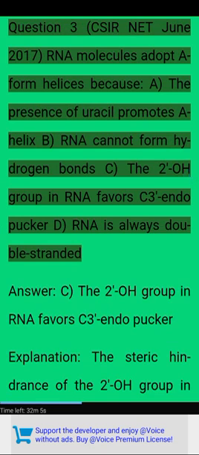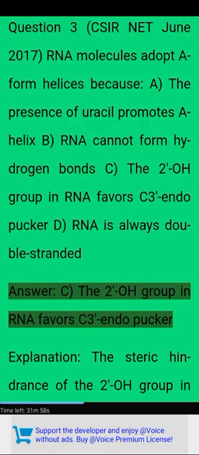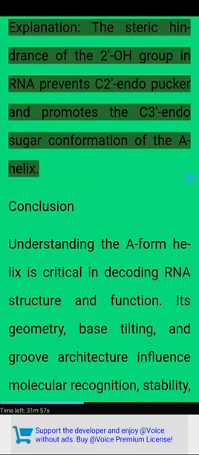Question 3. CSIR NET June 2017. RNA molecules adopt A form helices because: A. The presence of uracil promotes A helix. B. RNA cannot form hydrogen bonds. C. The 2' hydroxyl group in RNA favors C3' endo pucker. D. RNA is always double-stranded. Answer. C. The 2' hydroxyl group in RNA favors C3' endo pucker. Explanation. The steric hindrance of the 2' hydroxyl group in RNA prevents C2' endo pucker and promotes the C3' endo sugar conformation of the A helix.